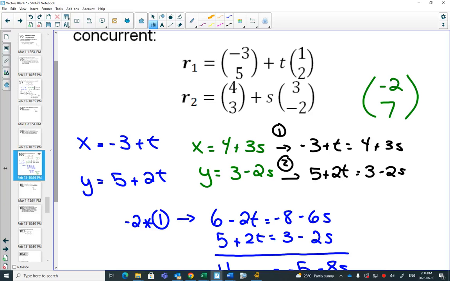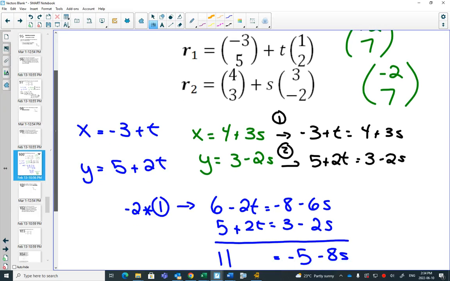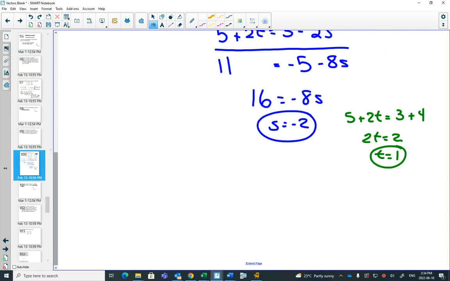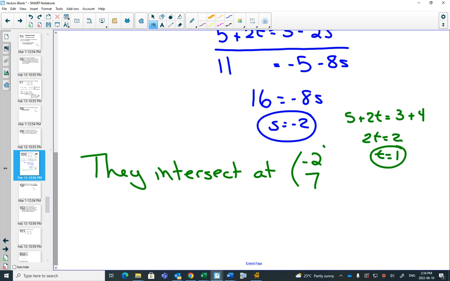But I want to make sure that I did it right, so when I solved for t and got t is equal to 1, can you see that when you plug in 1 for t, you also get negative 2 and 7. So it's just a good way of checking that and making sure.